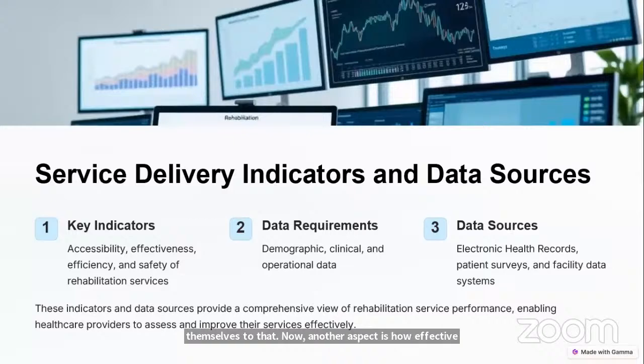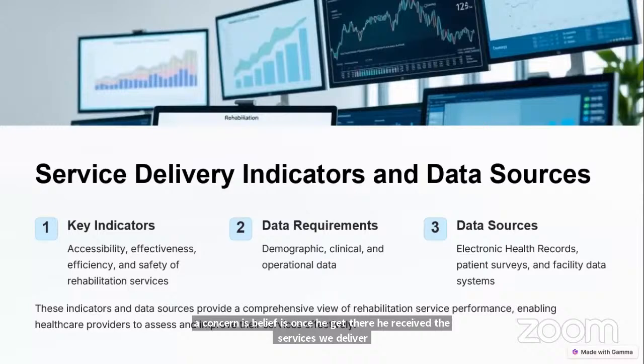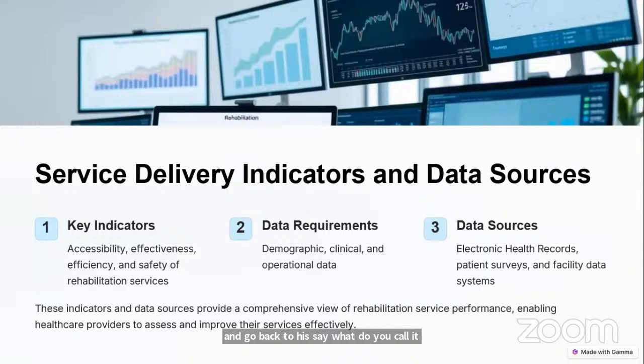One of these key aspects that we look at in effectiveness is the patient's progress. Of course, every client who comes to us with a concern believes that once he gets there and receives the services we deliver, he should progress and get better and go back to his normal day-to-day activities, right? So this will determine how effective our service delivery is. Another point is treatment adherence.